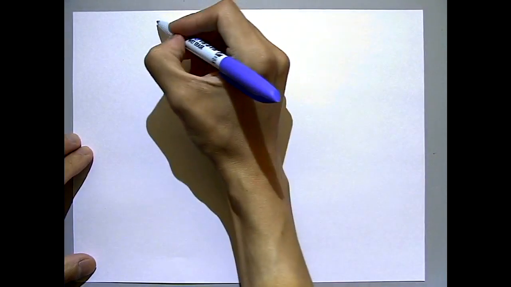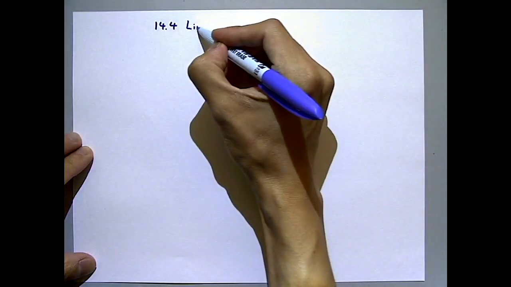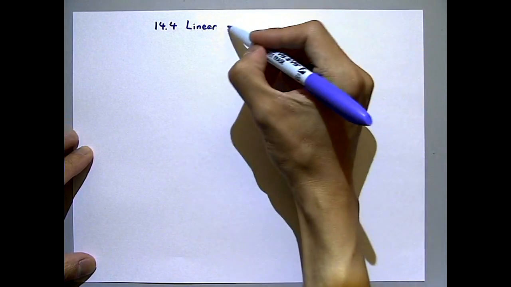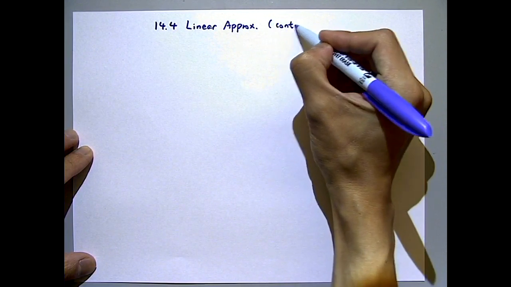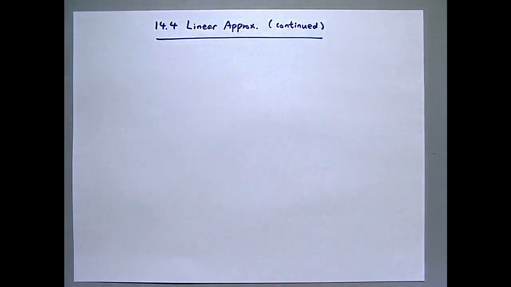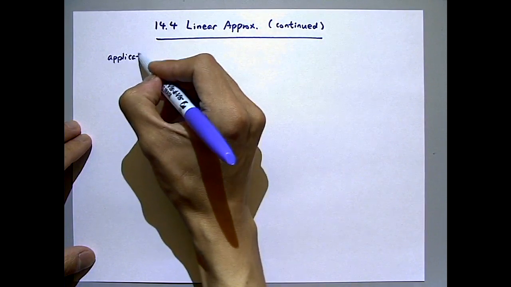All right. Today we're going to look at section 14.4. We started 14.4 last time. We'll finish that today. We're going to go through another example of linear approximation. So last time you saw one application of linear approximation using a tangent plane when we interpolated entries in a table. Today we'll do something using the same principle, but a slightly different application.